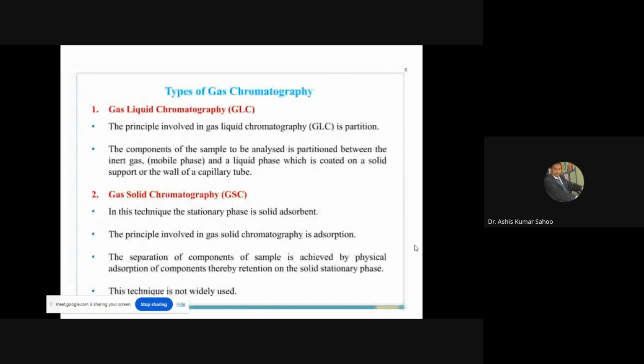So let's discuss the types of gas chromatography. Gas liquid chromatography: the components of the sample to be analyzed partition between the inert gas and a liquid phase which is coated on a solid. Gas solid chromatography: in this technique, the stationary phase is a solid adsorbent, and the principle involved is adsorption. So these are the different conditions for gas liquid and gas solid chromatography.